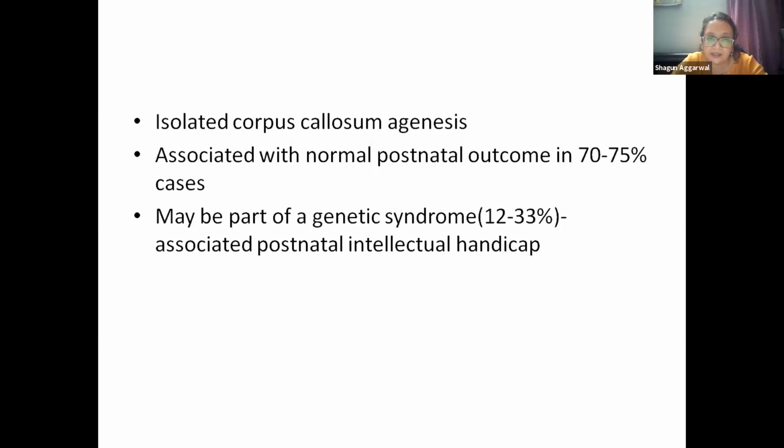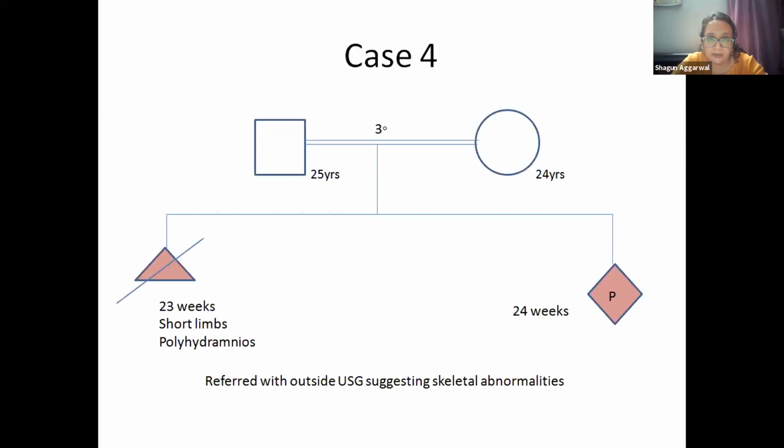So just to reiterate, isolated corpus callosum agenesis usually has a normal postnatal outcome, but could be part of a genetic syndrome. And here, because of a positive family history, it was easy to say that this is probably a genetic condition and therefore a poor outcome.